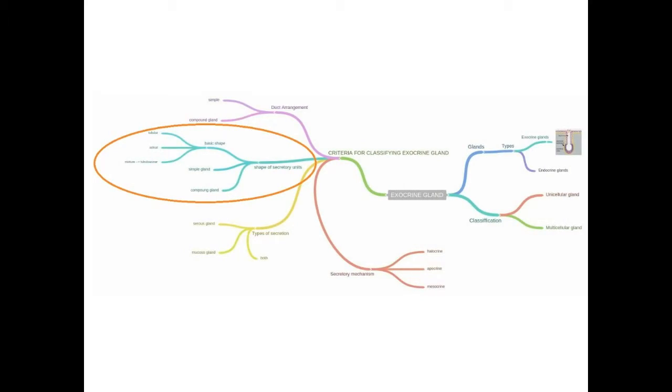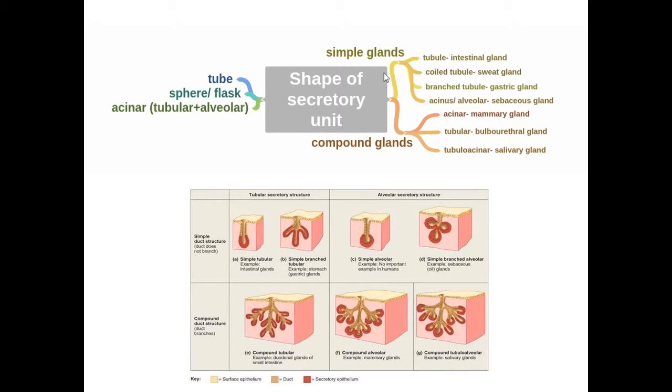Now I will talk more about the shape of secretory units. Next, we focus on the criteria for shape of secretory unit. It can be divided into tube, which will form the tubular gland, sphere or flask, which will form the alveolar gland, and acina, the combination of tubular and alveolar, which will form the tubulo-alveolar or tubulo-acinar gland.